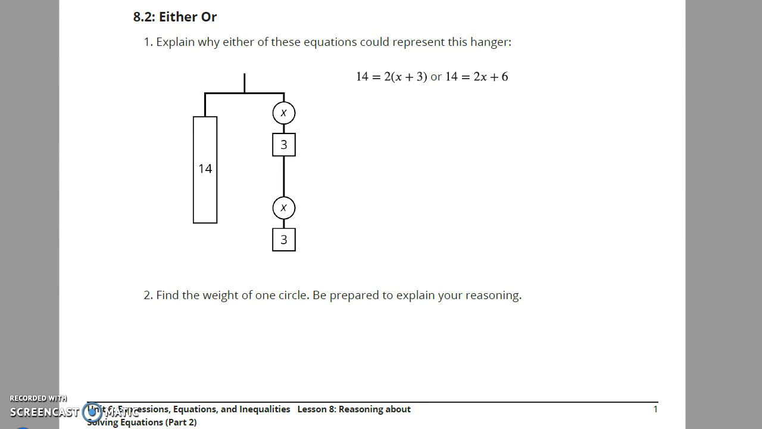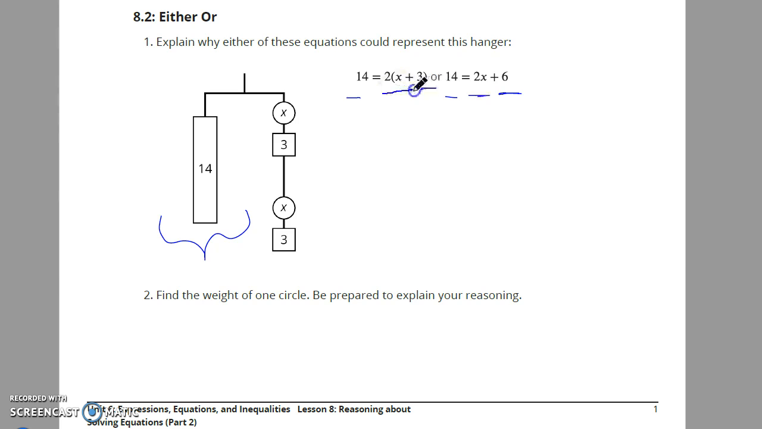Back to our lovely hangers. We are going to explain why either of these equations could be represented by this hanger. So, if we look, both are 14. We have 14 on each side. Now, there is 2x and there's 2 3's. We know that 3 plus 3 is 6, and we know that x plus x is 2x.